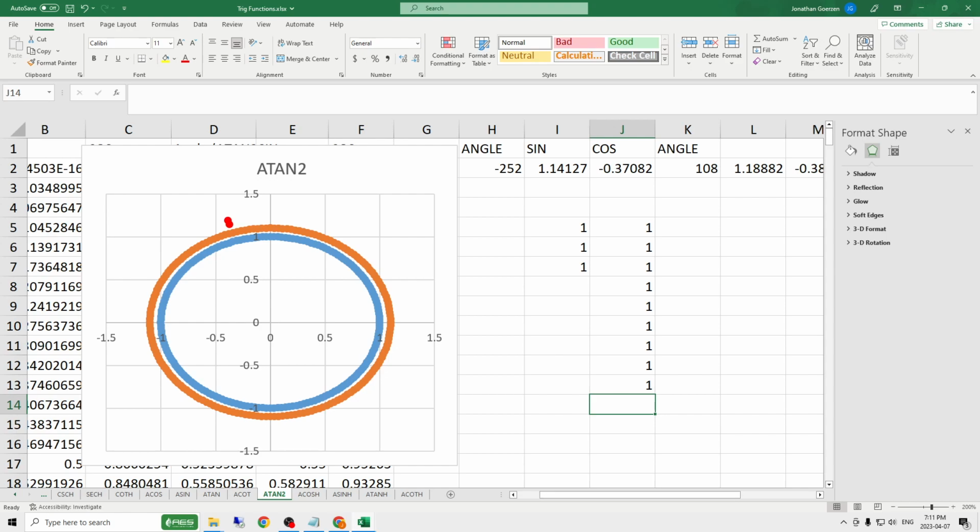Related functions to this would be the arctangent function, sine, and cosine. Those would all be good functions. But that's it for arctangent 2.